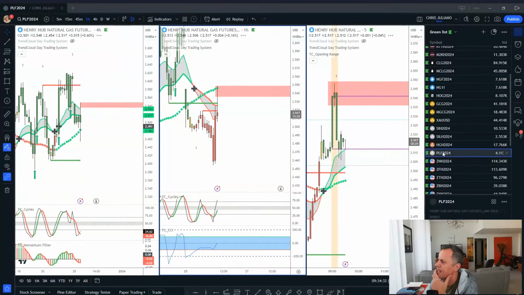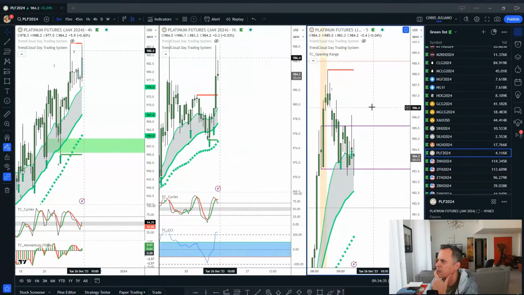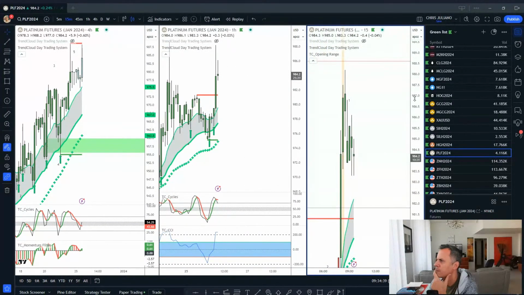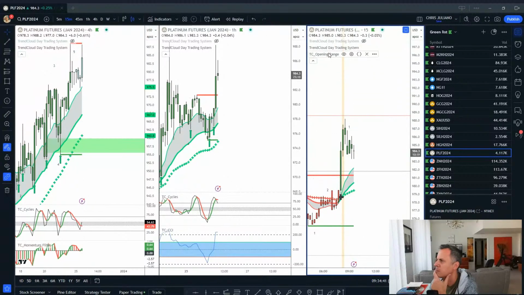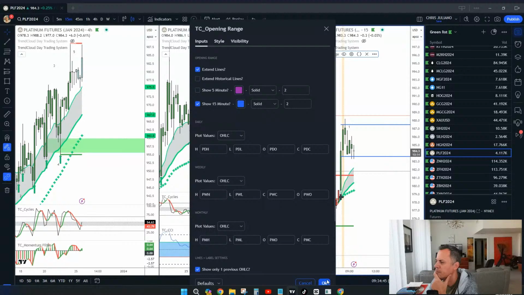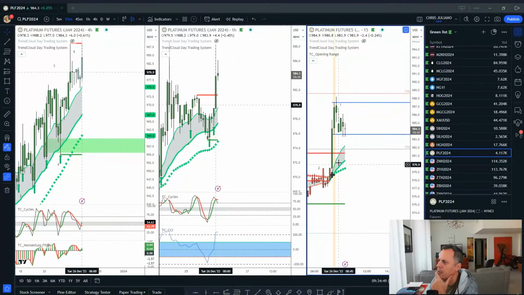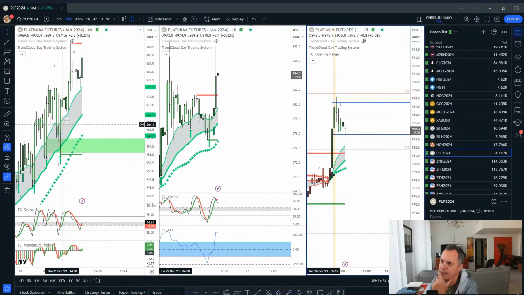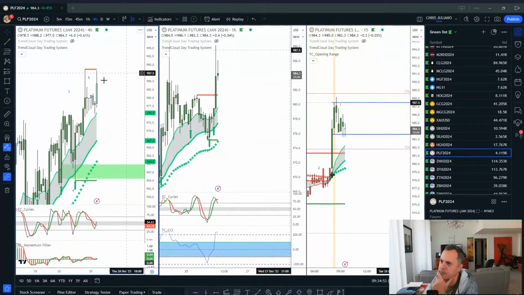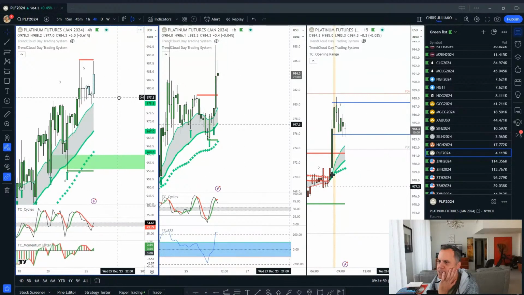Oh, let's see. Platinum. Let's take a look at platinum here. 15-minute opening range just forming. Uptrend, uptrend, uptrend. Aha. Okay, so this kind of throws a monkey wrench into things, doesn't it?